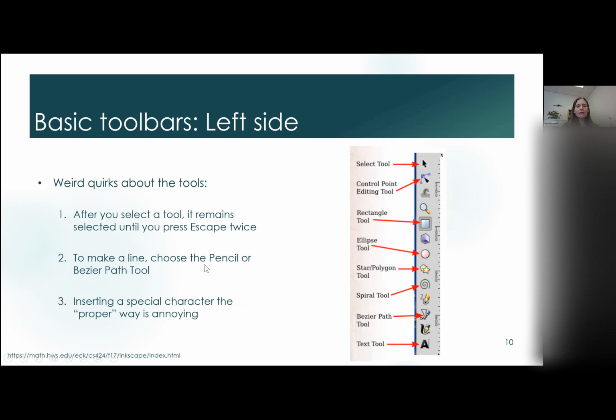To make a line, lines seemed like they should be really easy. Inkscape has so many options that it's not necessarily straightforward, so I'm going to show you how to do it today. You can do it with the pencil option or something called the Bezier path tool. And then inserting a special character, so for anybody who needs to insert alphas, betas, gammas, anything like that, there's a proper way of doing it, which is super annoying, and I'm going to show you a much easier way of doing it today.